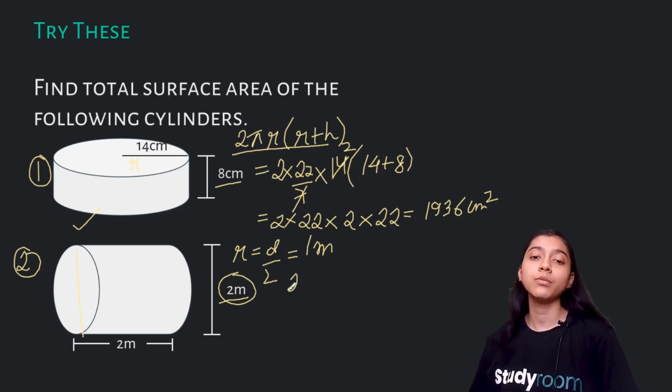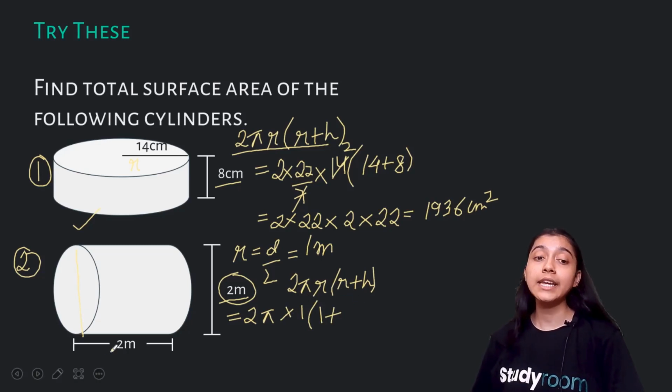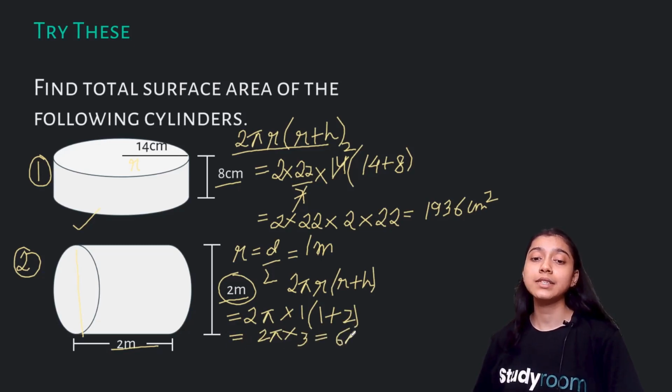So, we'll be using the same formula, that is 2 pi r (r plus h). So, over here we have 2 pi, the value of r, that is the radius, is 1 meter. So, I'll be writing multiplied with 1. And again the radius is 1, adding up with height. Height given over here is 2 meters. So, I'll add 2 over here. So, we ultimately get 2 pi multiplied with 2 plus 1 gives us 3, which results in 3 multiplied with 2, that is 6 pi.